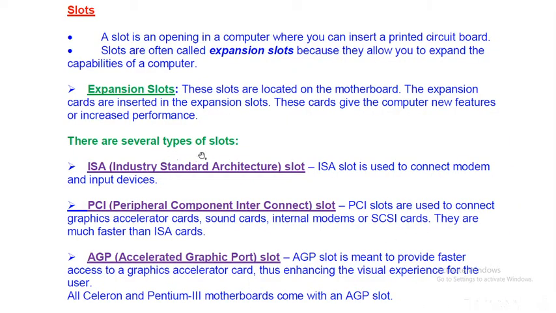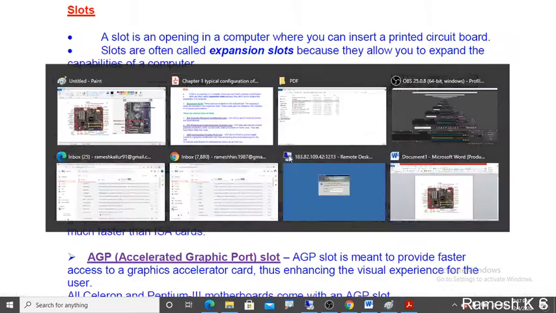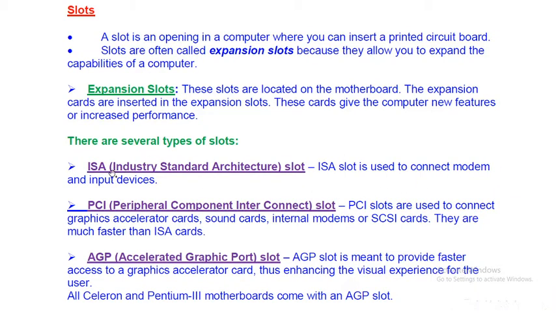There are different types of slots available. ISA slots, industry standard architecture slots. Generally, ISA slots are used to connect modems and input devices. Generally it will come on this side. So what is it used to connect? It is used to connect input devices and modems. ISA stands for industry standard architecture slot.